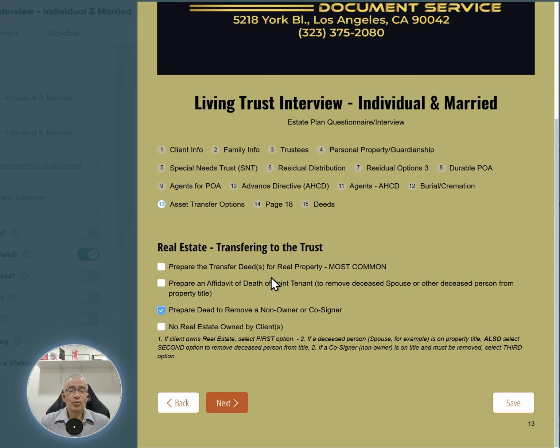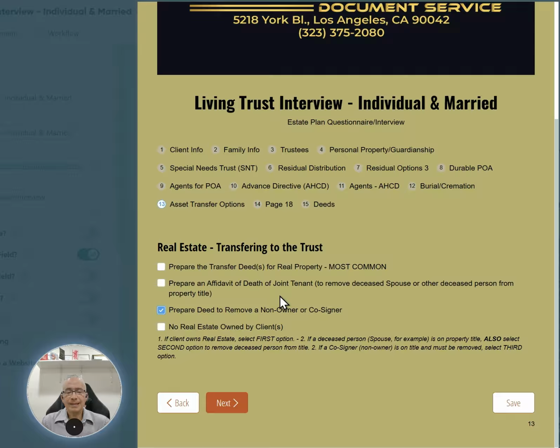And then finally, preparing a deed to remove a non-owner who's still alive, obviously, from title, such as a co-signer, someone who helped the clients qualify for a loan, but who is not technically, per agreement between the clients and the co-signer, an owner of the property. In most cases, we have to remove that person from title. Go ahead and include that option.